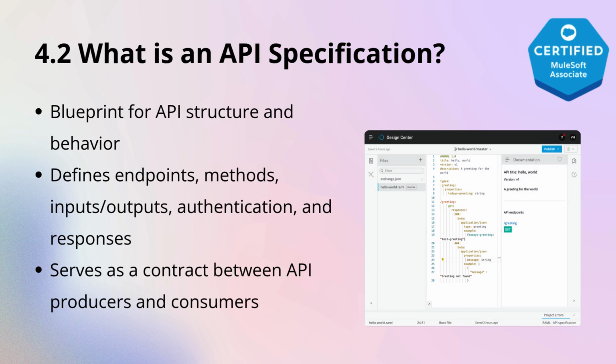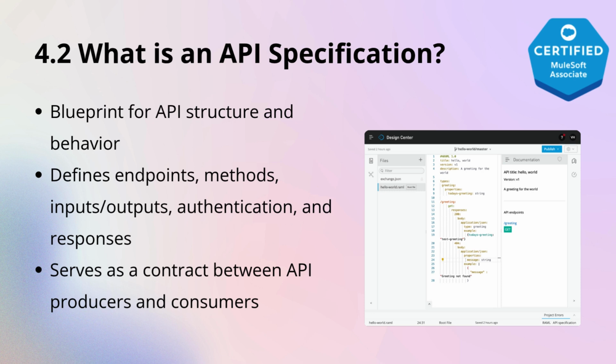When building APIs, it's easy to jump straight into coding, writing business logic, connecting to databases, and testing endpoints. But this approach can lead to miscommunication, rework, and inconsistent implementations, especially in large or distributed teams. That's where API specifications come in.